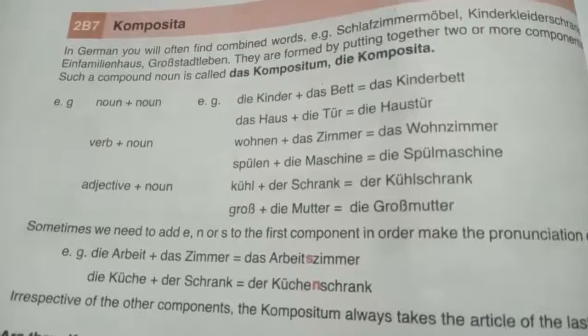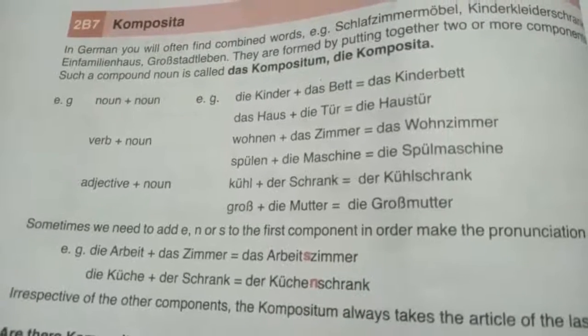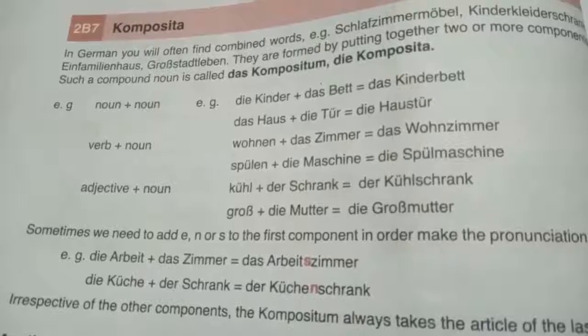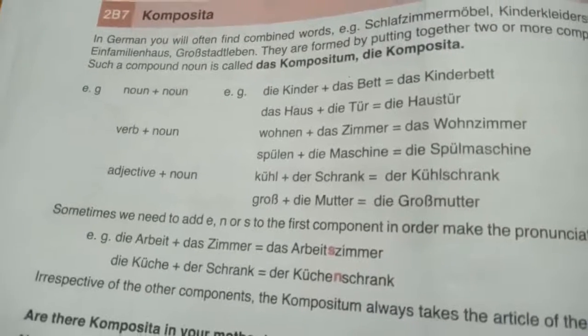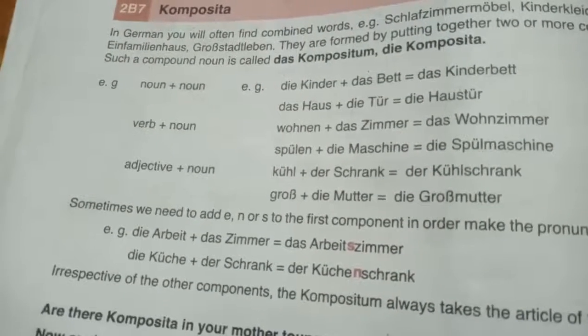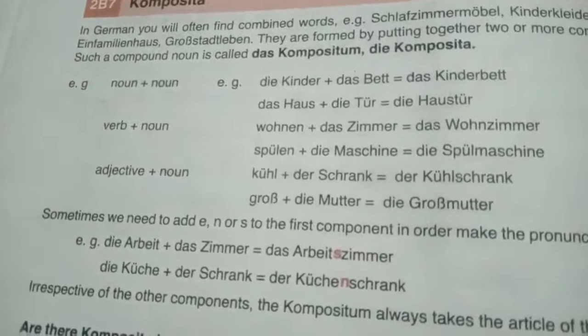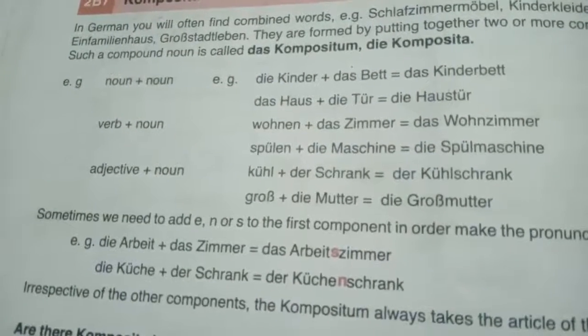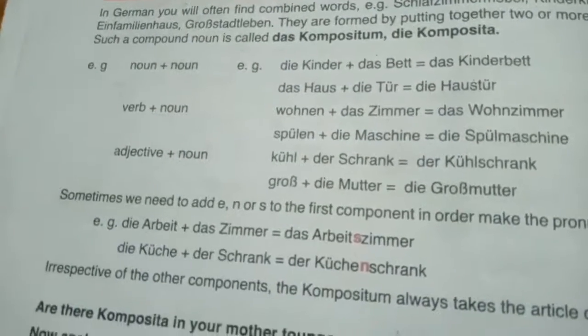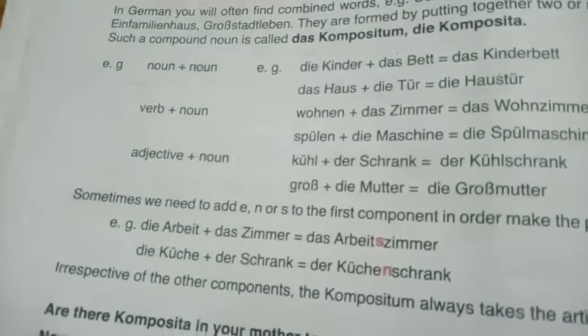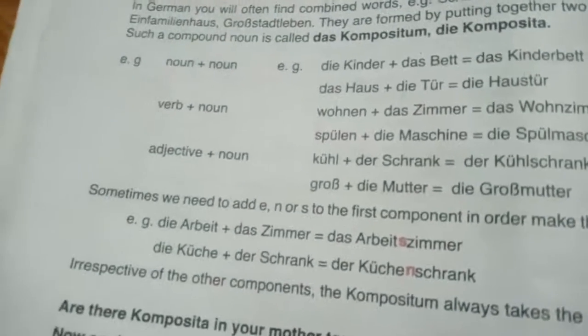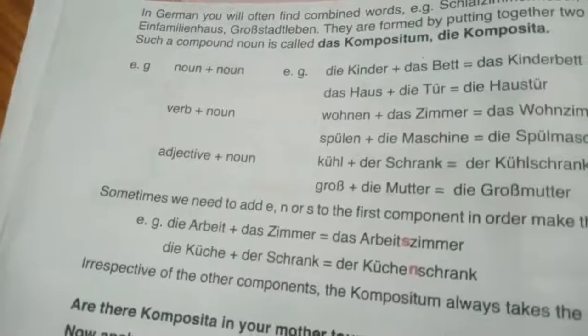Friends, now we learn a new small concept again. Composita, it means compound words. In German, you will often find combined words, Schlafzimmer, Kinderwagen, or Kleiderschrank, and so on. And they are formed by putting together two or more components, such as a compound noun is called a das Compositum or die Composita.